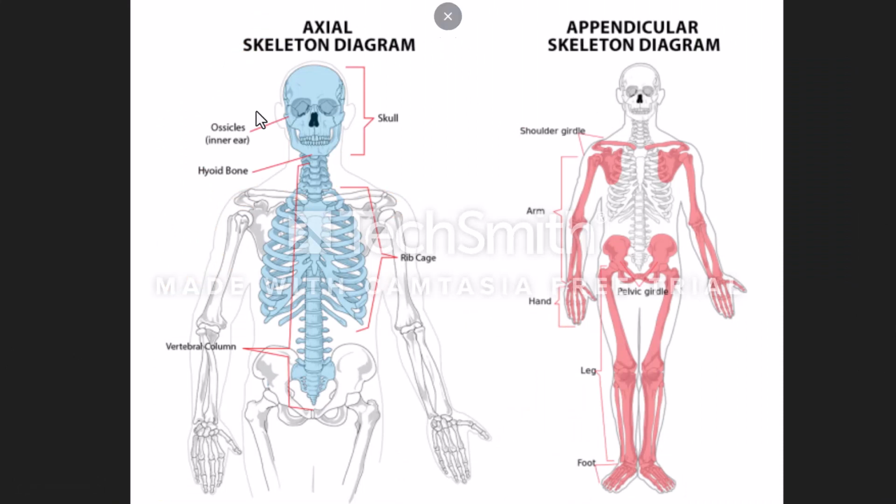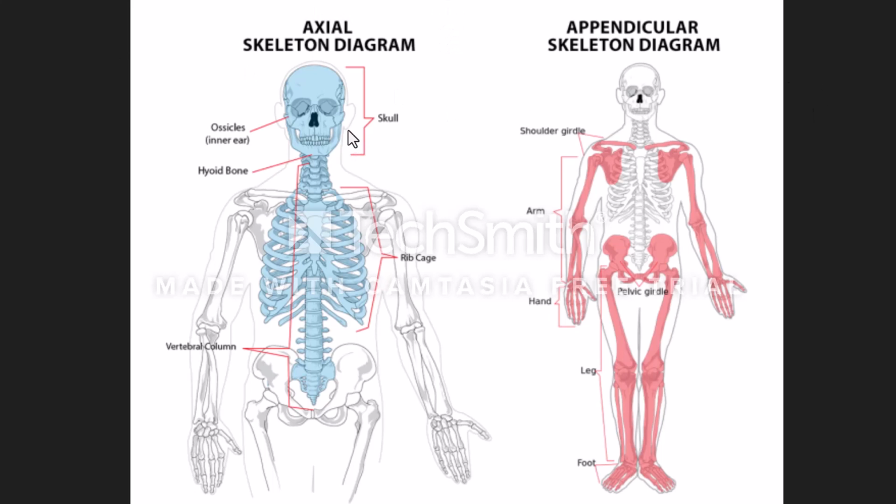Okay, so the axial is 80 bones of the body, and the appendicular is 126. So there are 2 main divisions. The axial is one, and the appendicular is the other one. If you add 126 and 80, you get 206 bones, and that is the adult human skeleton. And it is divided into 2 main divisions, which are the axial and appendicular.